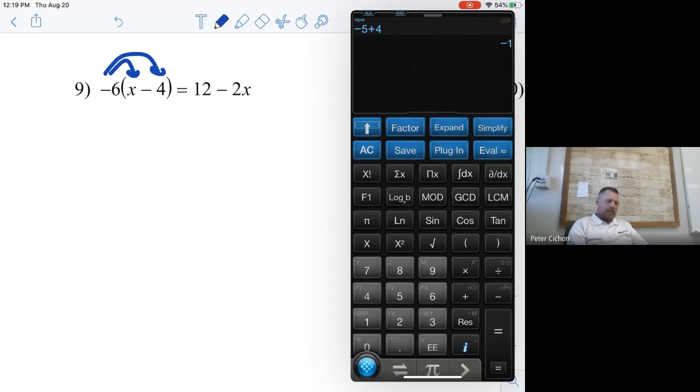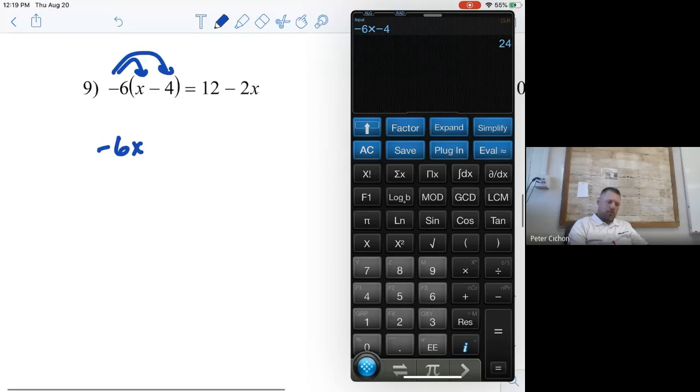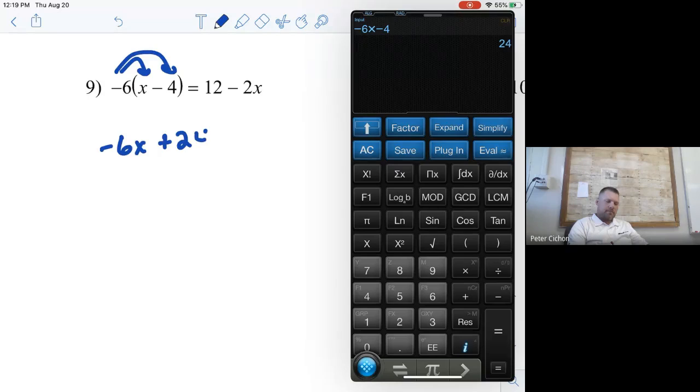So you're going to multiply negative 6 times x. That's negative 6x. And then you got to do negative 6 times negative 4. And 24, so plus 24. 2 negatives make a positive. Equals 12 minus 2x.